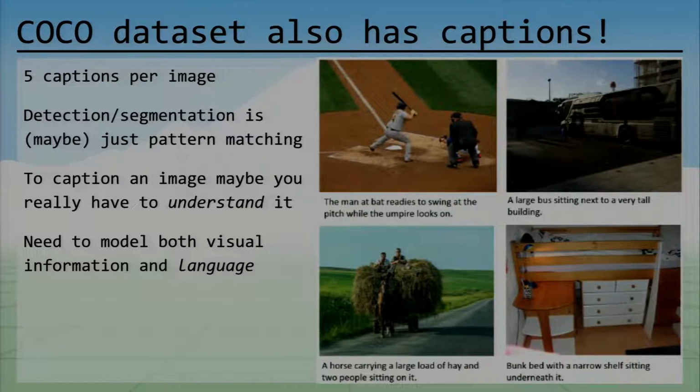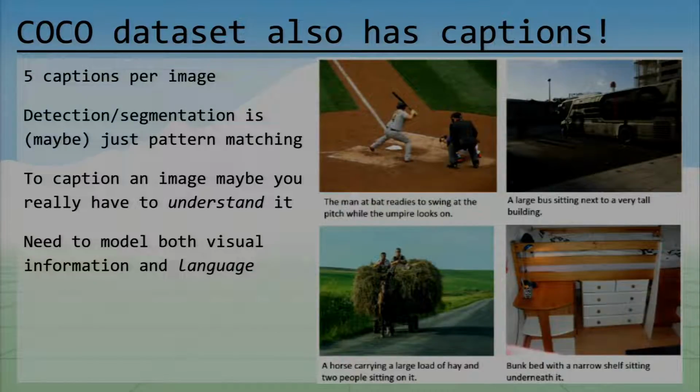So one idea is, maybe instead of doing object detection or image classification, maybe we should focus on trying to predict captions for images, because if you could predict a really good caption for an image, maybe that means that your algorithm is doing some real understanding of the image, or really knows what's going on, and is processing it at some deeper level.